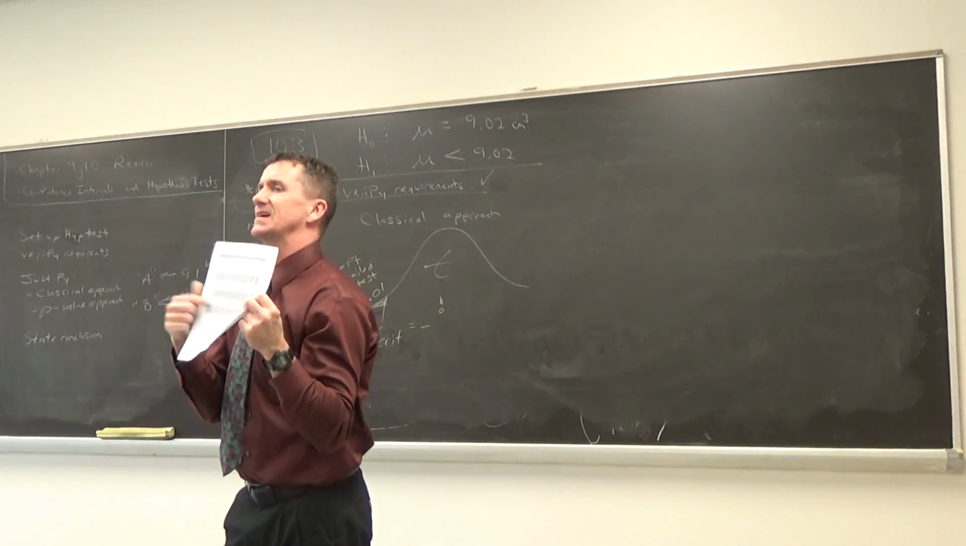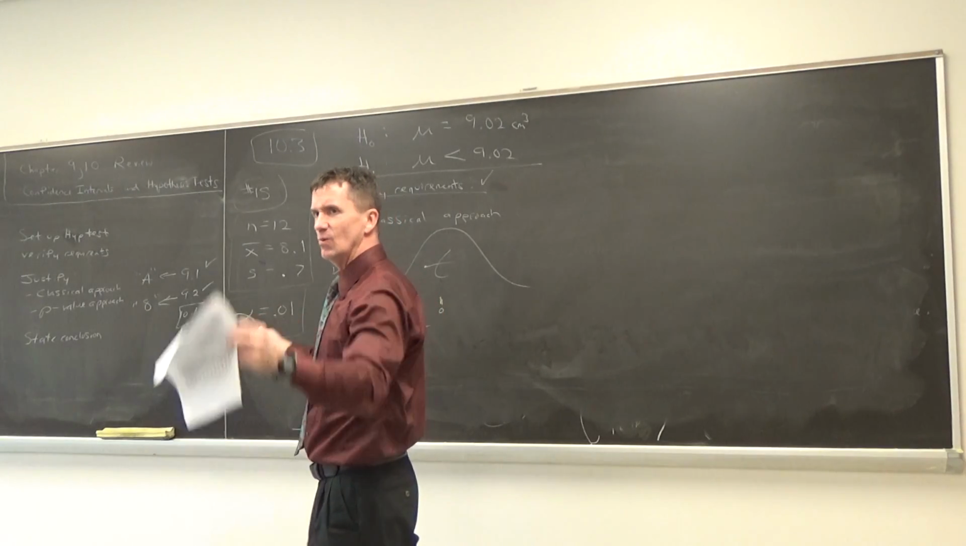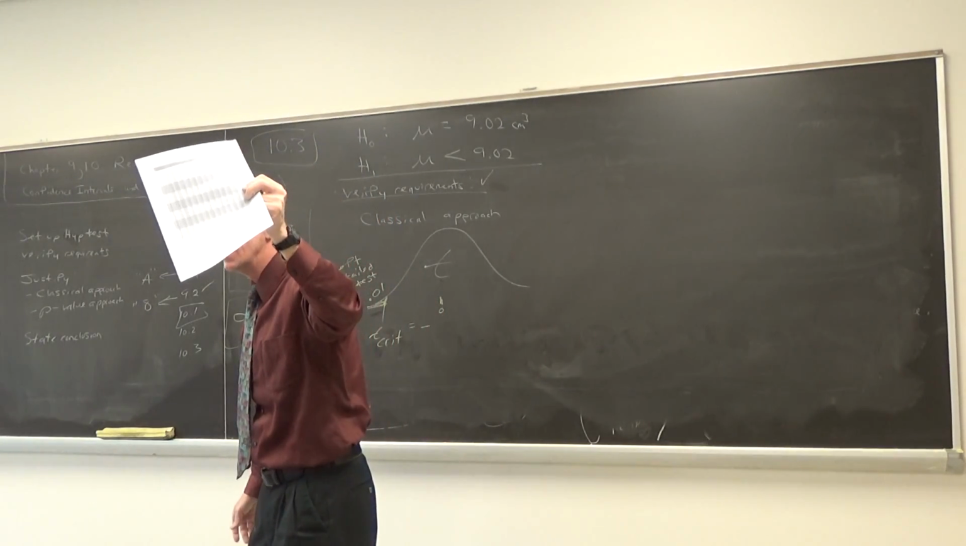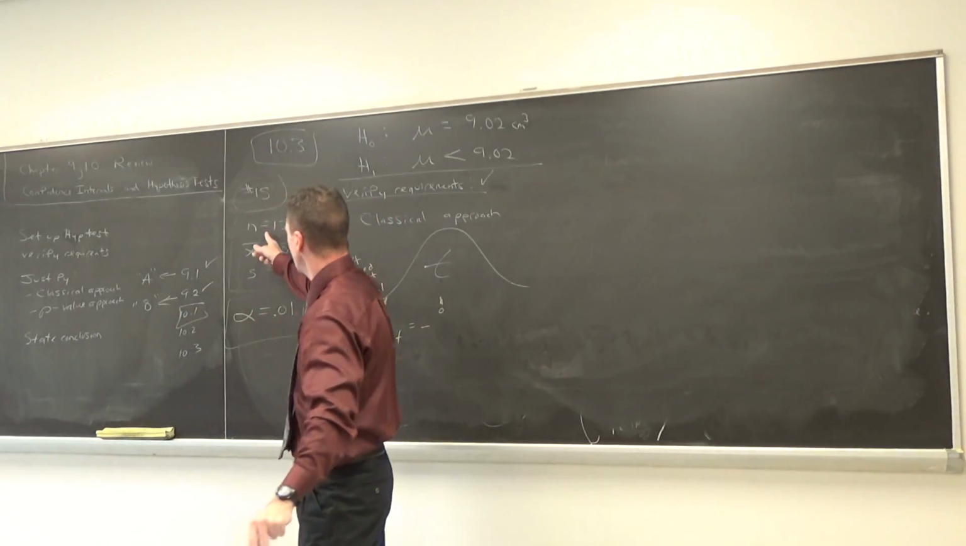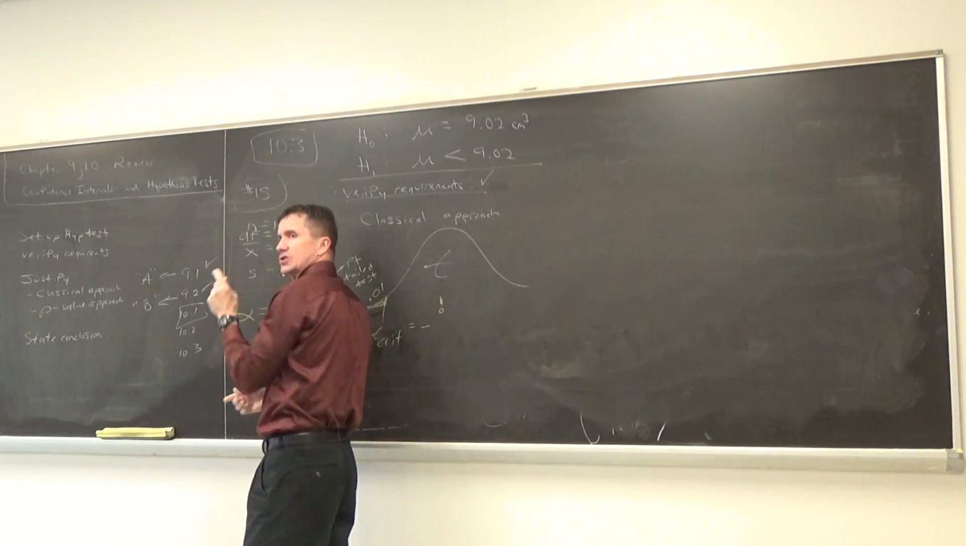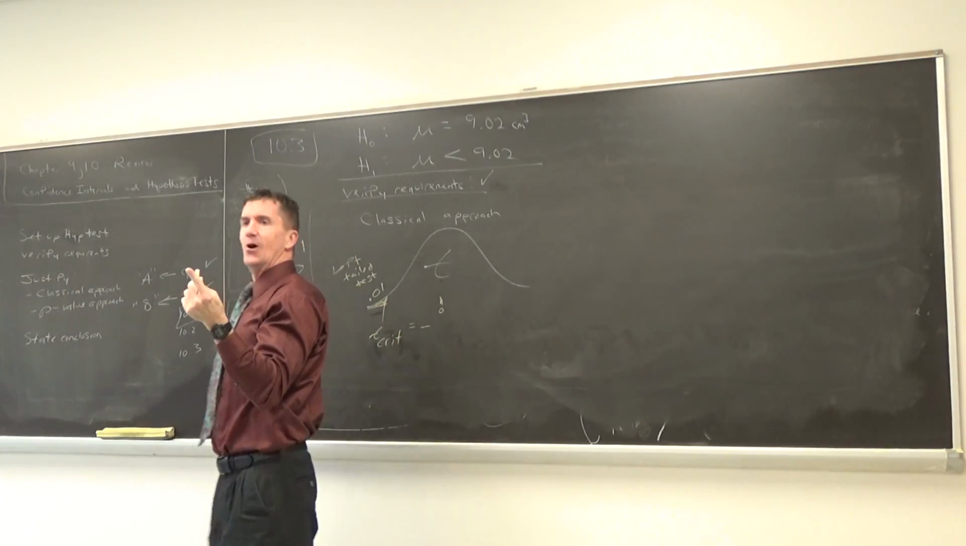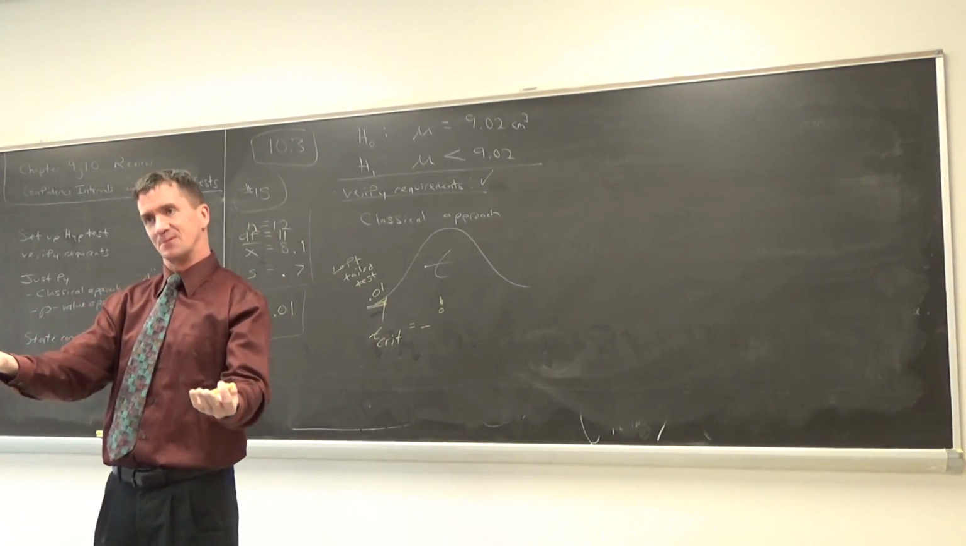Now, how do you read this thing? It's something about the DF, and I didn't even write down DF. What's DF for this? 11, right? They said sample size 12, so I'll put it right here. The DF, degrees of freedom, is 11.